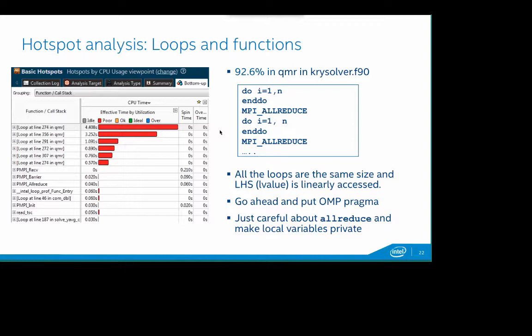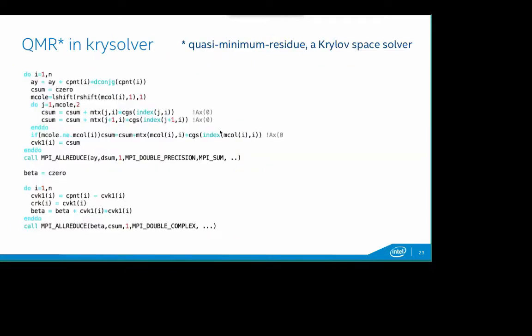This is what the code looks like. QMR stands for quasi minimal residual method. It's one of the Krylov space solver methods. You can ask the developer what they do, but the code looks very much like that. The readme tells you there is a step which does something. It looks somewhat complicated, but essentially it is just doing some reduction.